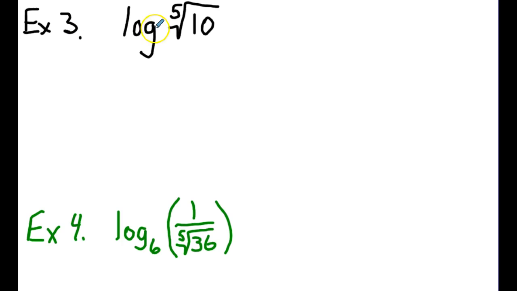Example 3. We have the common log of the 5th root of 10. If there's no base written in, we know this is the common log, which is base 10. So again, we want to evaluate this, so we set it equal to x. If this is the common log, we have 10 raised to the x equal to the 5th root of 10.